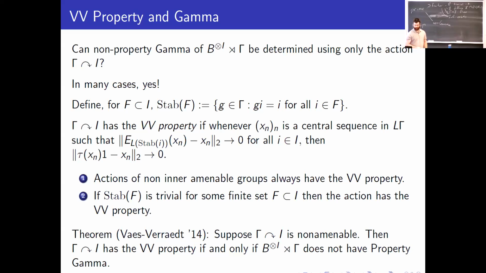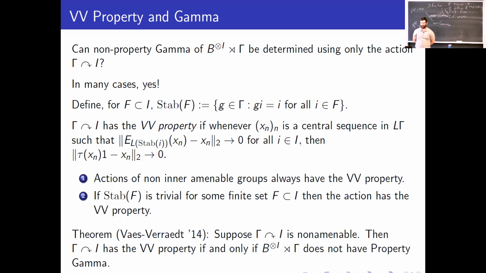So for me, stab F is going to be the stabilizer. You have a subset F of your index set, and stab F is all the group elements that fix every point in F. Actually, it doesn't really matter if it just fixes the set, because it's a finite index inclusion. All of these methods are not really going to see finite index inclusions anyway. But just so everyone's on the same page, that's what stab F is. And this is not the W property, this is the VV property.